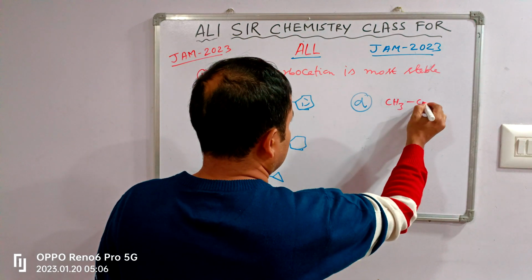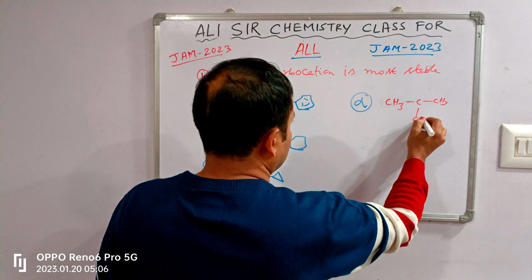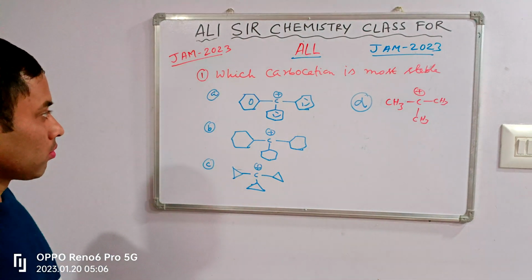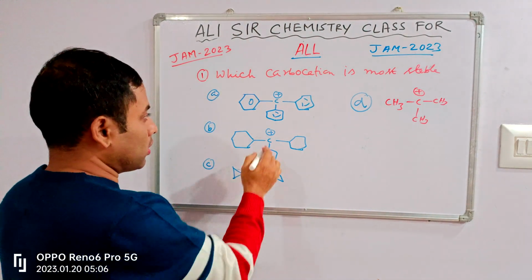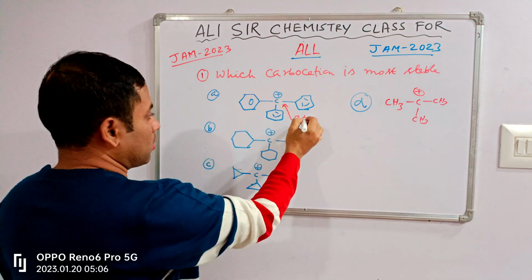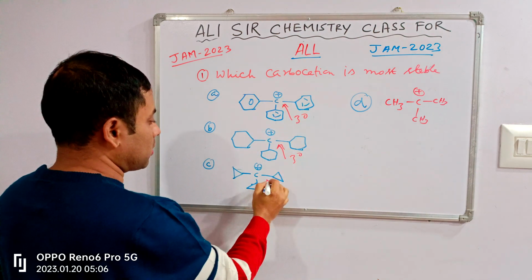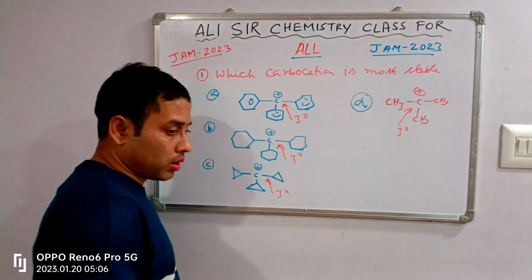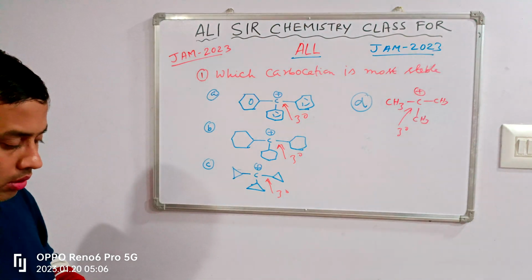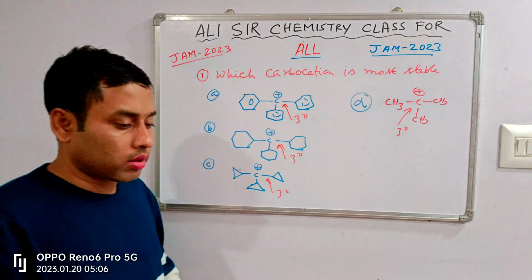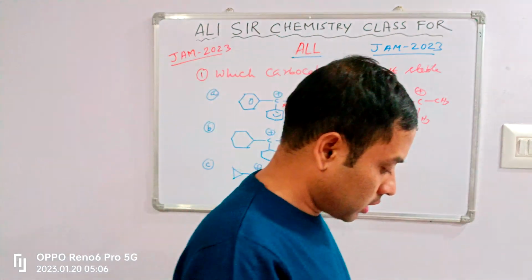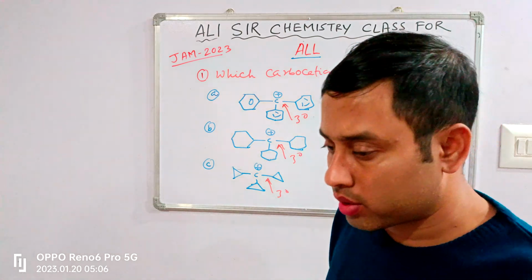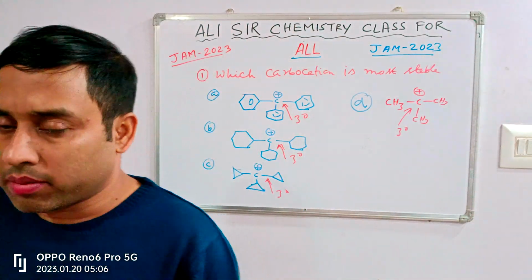This is simple tertiary butyl carbocation. So if you see this problem, all carbocations are 3 degree. You see, this is also 3 degree, this is also 3 degree, this is also 3 degree, so this is also 3 degree. So how can you distinguish the carbocation? How can you predict which carbocation is most stable? So you have to consider other factors, that is resonance factor, hyperconjugation factor, whatever is applicable here.